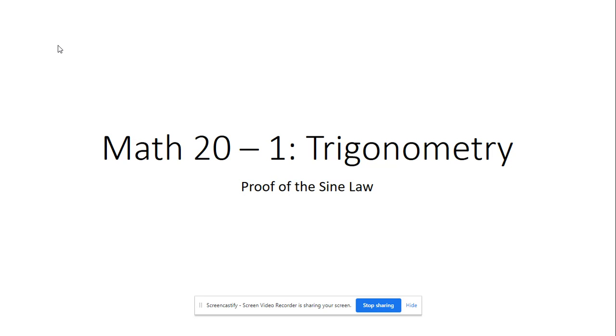So what we're working on right now is we're starting to learn some new techniques on how to solve triangles where it's not necessarily a right triangle. What we call the sine law is one of those techniques.